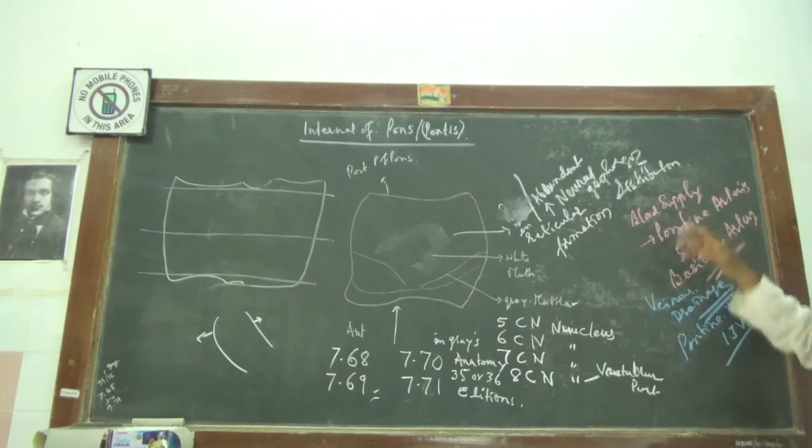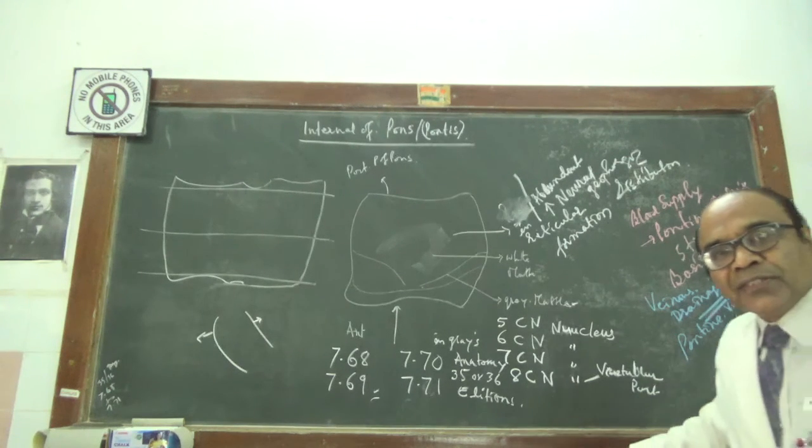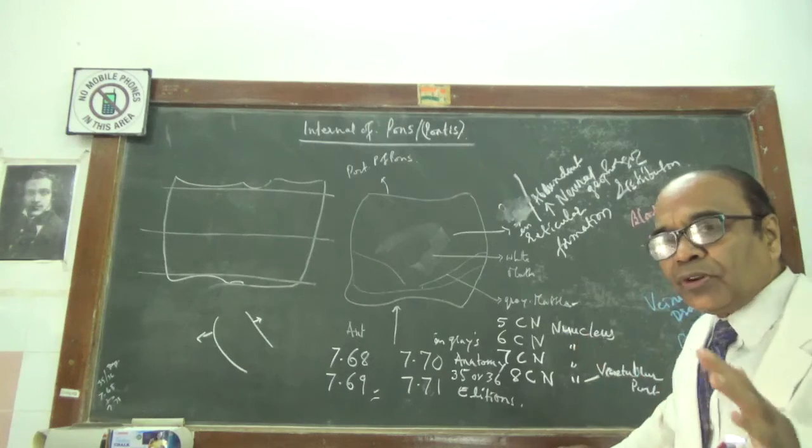So this is the venous drainage. There will be no lymphatic drainage for any part of the brain, but that is replaced by the CSF. So this is how it is.